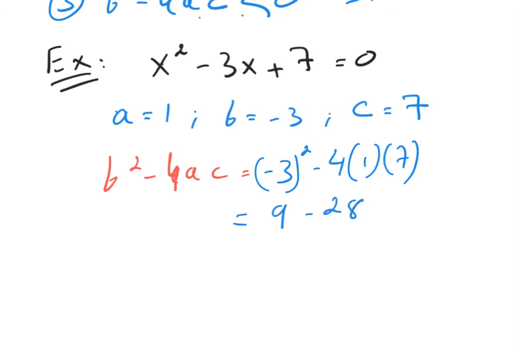And that's good enough because we know that 9 is less than 28, so we expect the value to be negative. If you want to continue, it's going to be negative 19, and we know that negative 19 is less than 0, so there is no real solution.